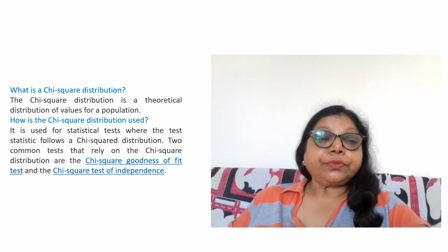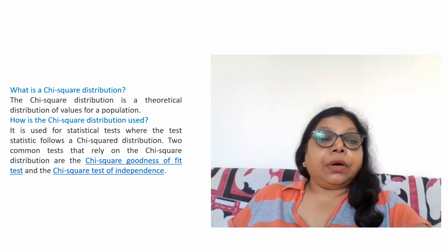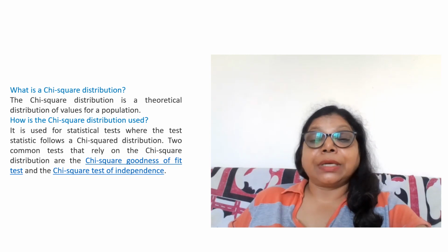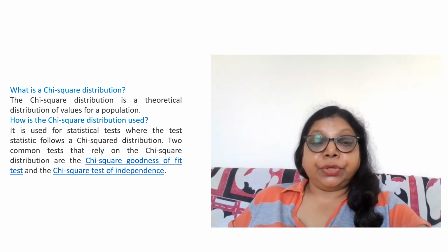true. If we really want to understand, we should be very clear about what the chi-square distribution is. The chi-square distribution is a theoretical distribution of values for a population. And how is it used? It is used for statistical tests where the test statistic follows a chi-square distribution. Two common tests that rely on the chi-square distribution are the chi-square goodness of fit test and the chi-square test of independence.